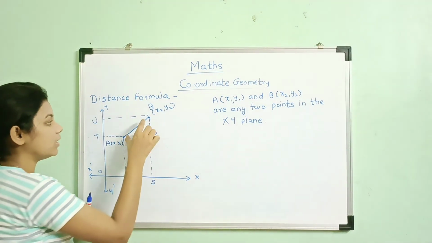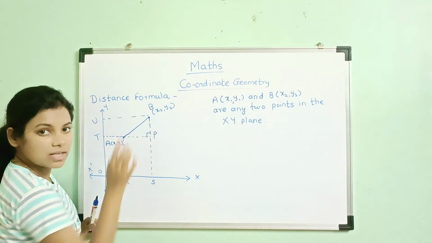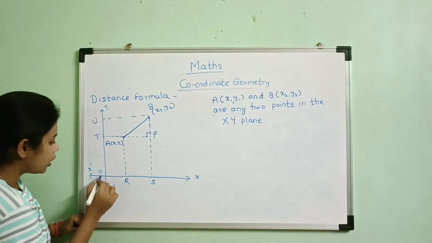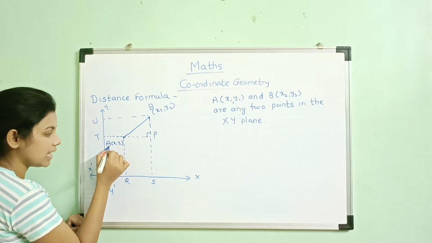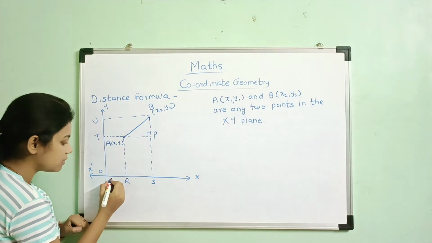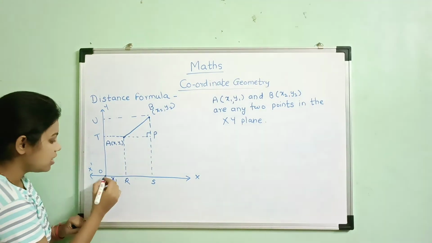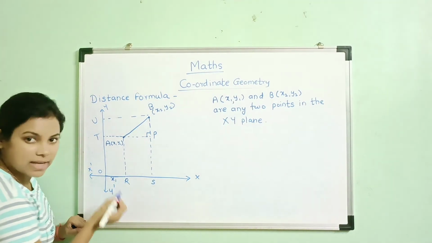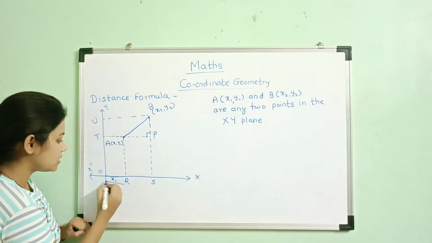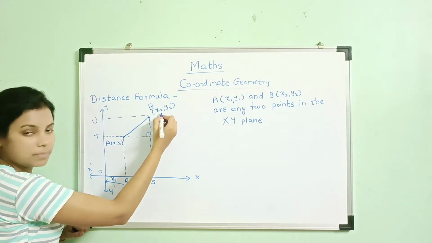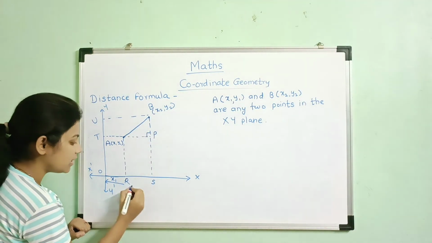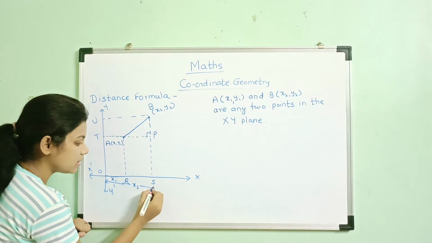And we want to find the distance between these two points A and B. So what will be this distance OR? Because the coordinates of A are x1, y1, this will be the x-coordinate, that is the abscissa. Hence the distance OR is x1. Similarly, what is the distance OS? Because we are considering the coordinates of B here, that is x2, y2, this distance will be x2.